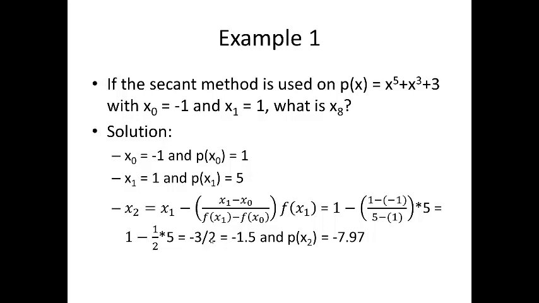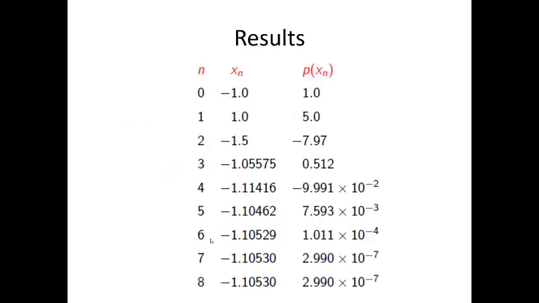Let's run it out on the computer, and this is the result that the textbook derived. So these are the results of running the secant method to x8. If you use mathematical software to find the single real root, you'll get minus 1.1053, and it'll also give you 2 pairs of complex roots. Let's take a look at the convergence analysis and errors for this method.